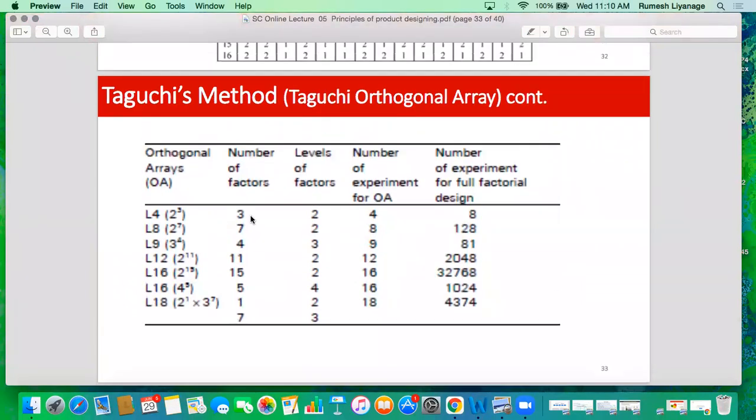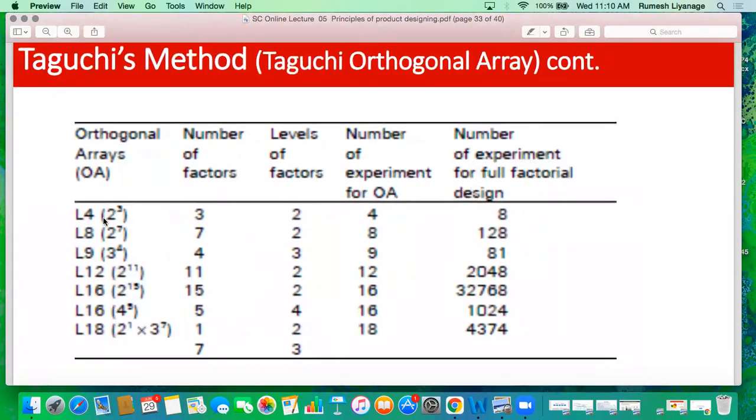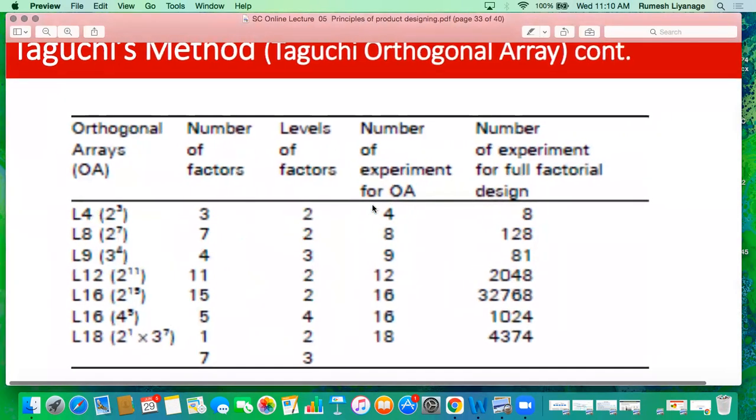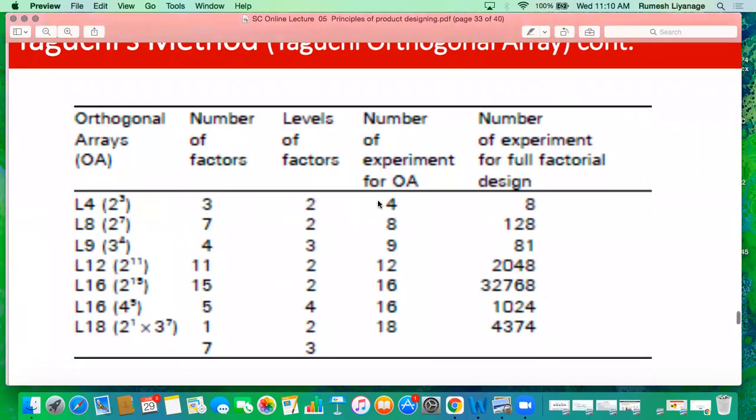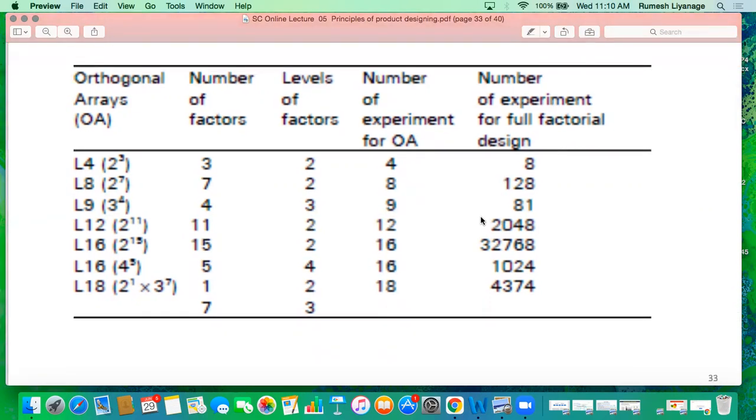Again, there is a comparison. If it is a Taguchi's L4 design, you know how many factors, how many levels, how many experiments. You can get this information, right? If it is a full factorial design, how many experiments? If there are 7 factors at 2 levels, for Taguchi's only 8. But when we use factorial designs, we have to do 128 experiments. So it's a big one.